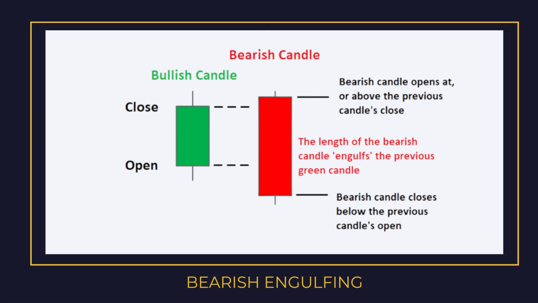A bearish engulfing pattern is a two-candlestick reversal pattern that forms when a small green candlestick is followed the next by a large red candlestick, the body of which completely overlaps or engulfs the body of the previous candlestick. This two-candlestick pattern occurs after an uptrend.